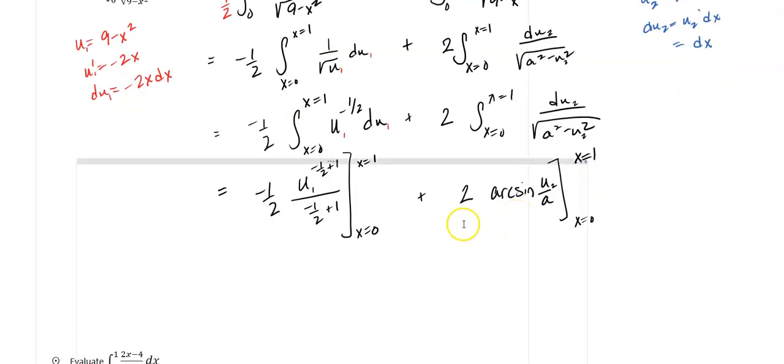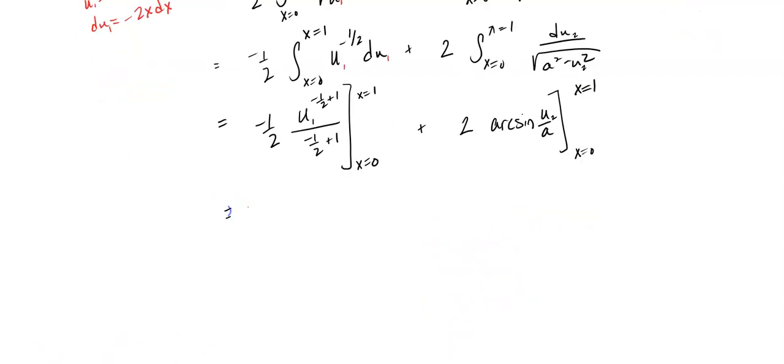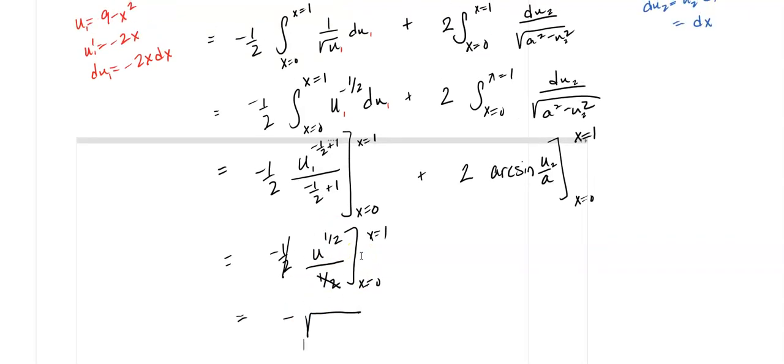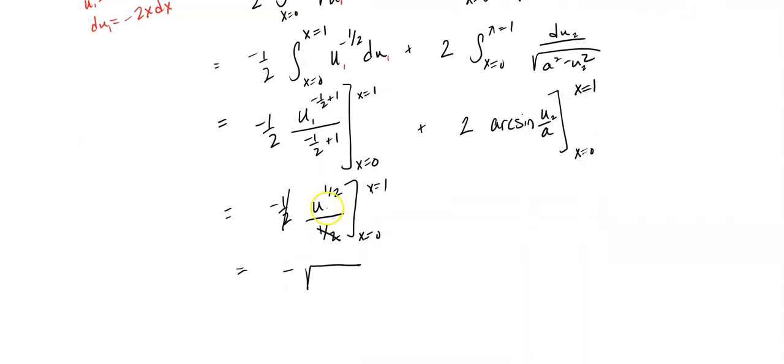Now here, I'm going to have negative 1/2, I'm going to have u to the positive 1/2, and then I'm going to have a positive 1/2 here. So that's going to cancel and just leave a negative. And u to the 1/2 is a square root, so this is really the negative square root of u1, which was 9 minus x squared. And that's going to go from 0 to 1.